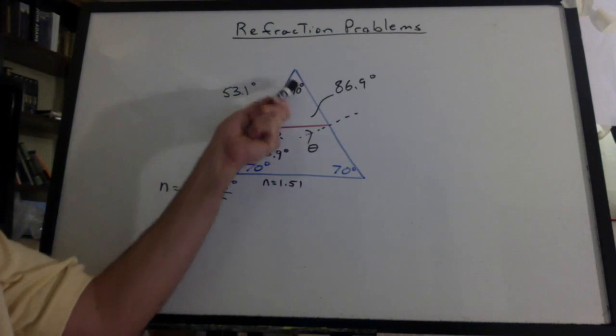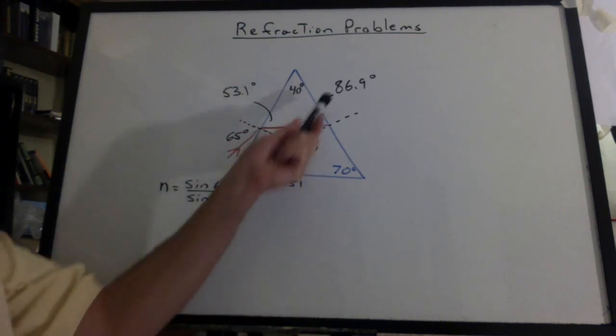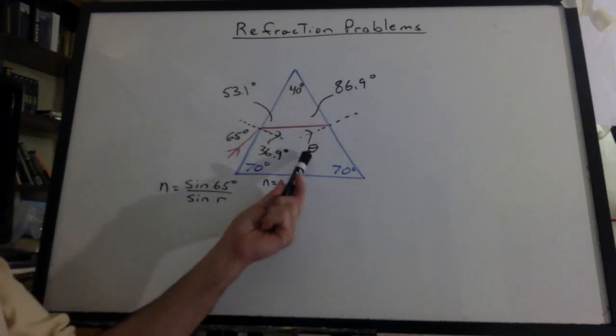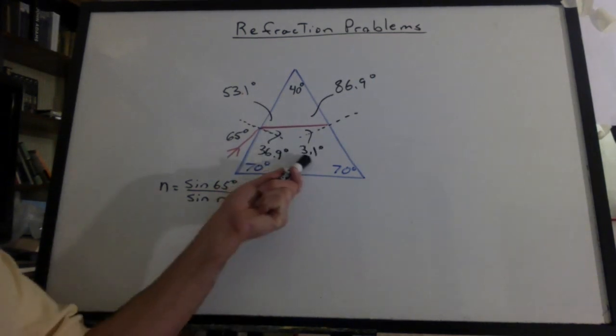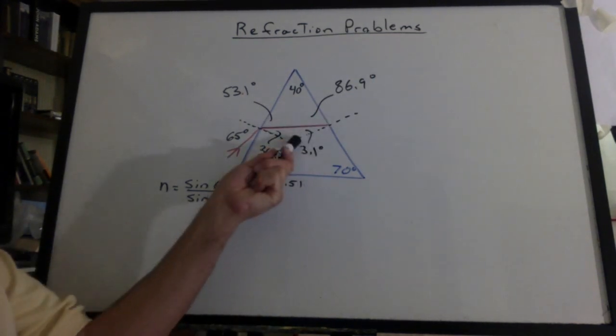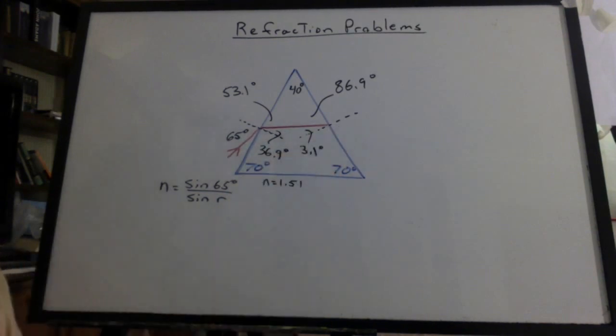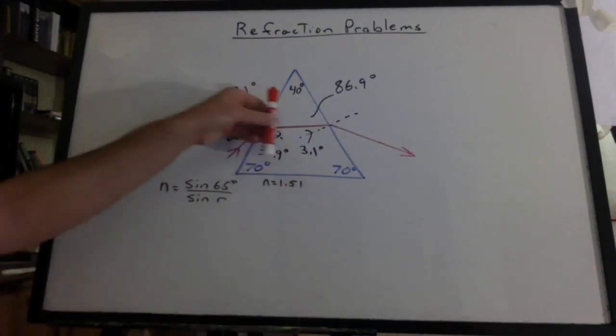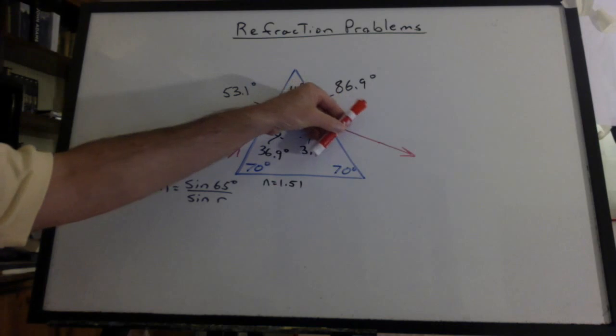There's got to be 180 degrees in a triangle. So we got 86.9 degrees. Now we can get that. We have 3.1 degrees measured from the normal. What's the light ray going to do? It has to bend away from the normal.